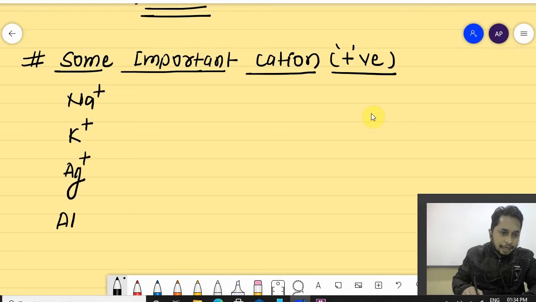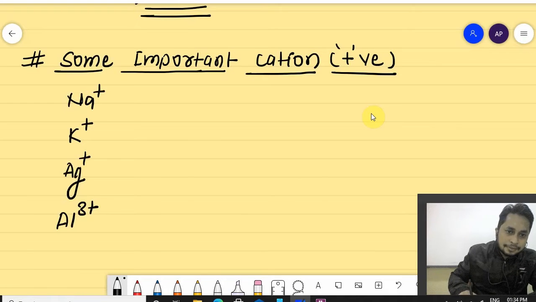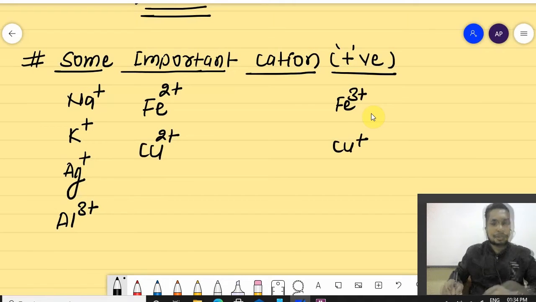Aluminium, Al, has a triple plus charge. While Fe and Cu sometimes exist in double plus charge, and sometimes the iron exists in triple plus as well as the copper exists in single plus charge.